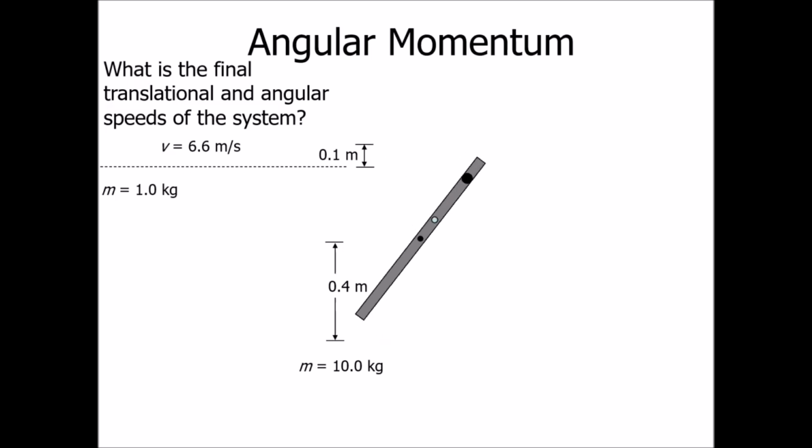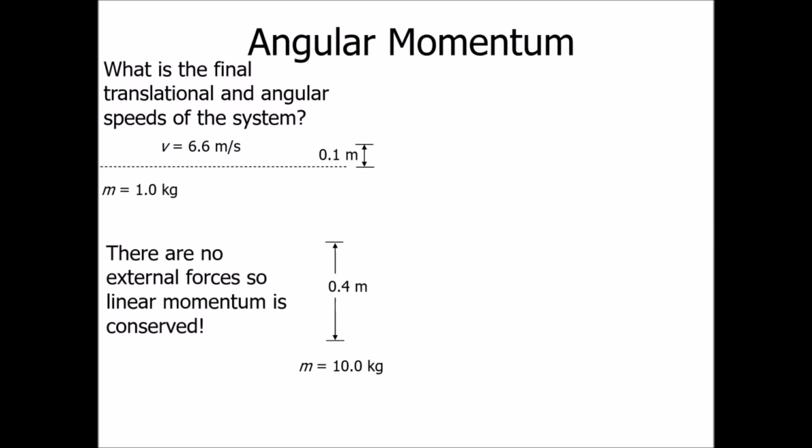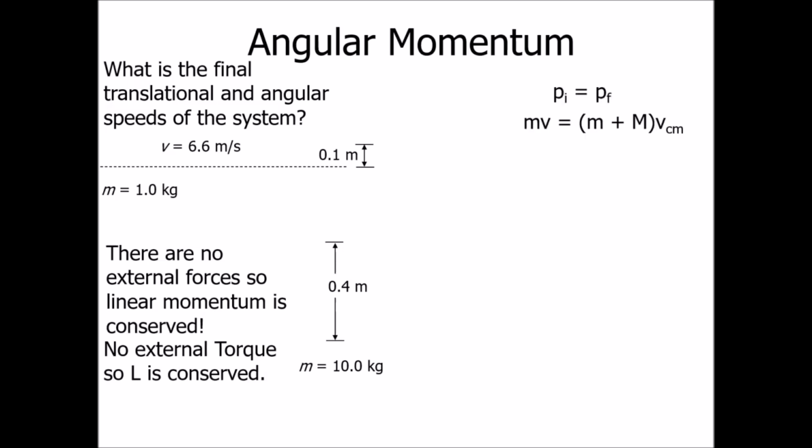We know the masses. Well, there's no external force. So that means linear momentum is conserved. There's also no external torques, which means angular momentum is conserved. So Pi equals Pf. Initially, it's just the 1 kilogram moving at 6.6 meters per second. That would be the left-hand side. And afterwards, it's going to be the 1 kilogram plus the 10 kilograms moving together, times the velocity of the center of mass. And so I can solve this for the velocity of the center of mass. Afterwards, that's the blue dot, and that's 0.6 meters per second that we saw going in a straight line.